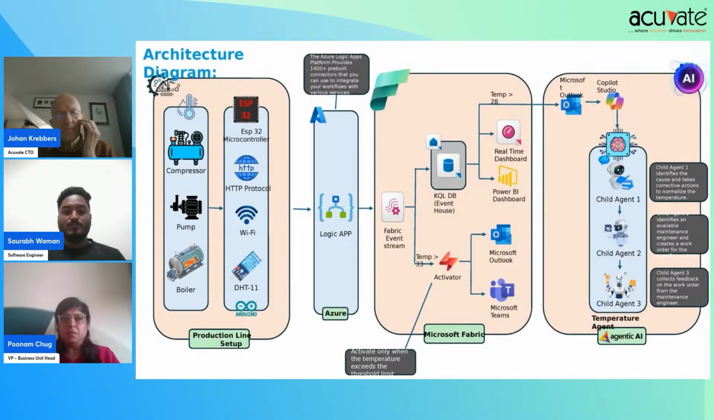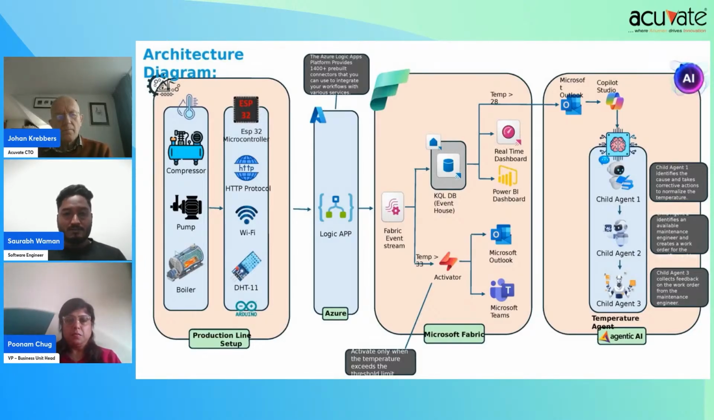So here you can see the end-to-end architecture for the factory floor machines temperature monitoring system. Here you can see there are three equipment: compressor, pumps, and boiler. On them we have connected the DHT11 temperature sensor with the help of an ESP32 microcontroller. With the help of the ESP32 microcontroller, we are pushing the data to the Logic App. Here we are using Logic App because Logic App contains 1400 plus inbuilt connectors, so we can use those also.